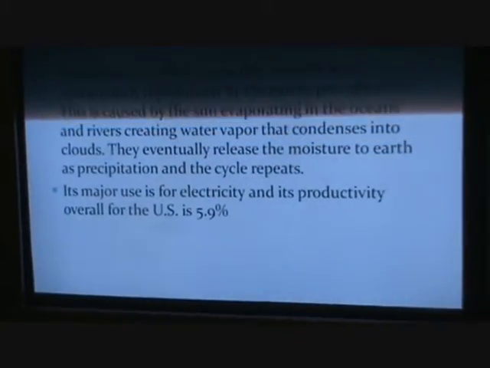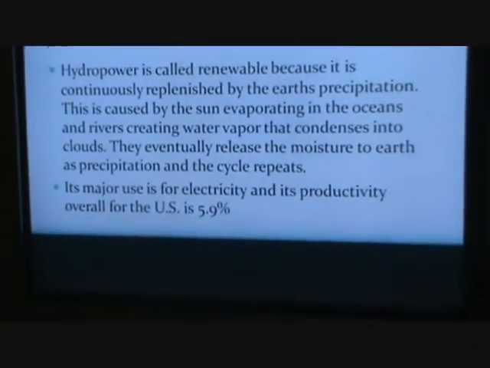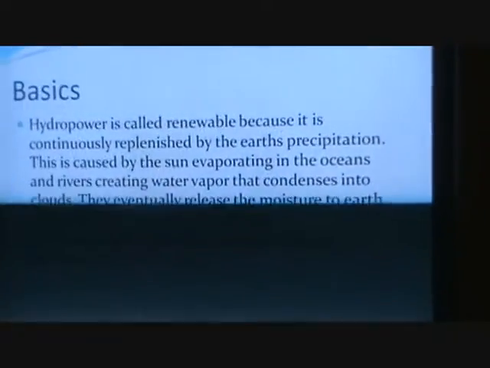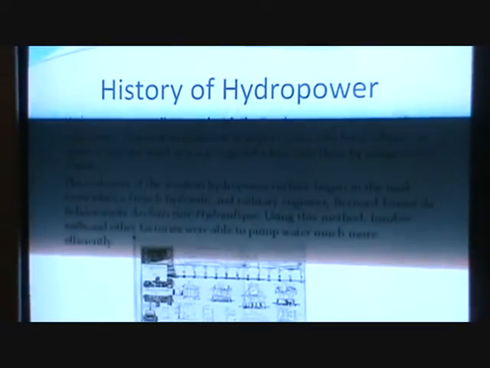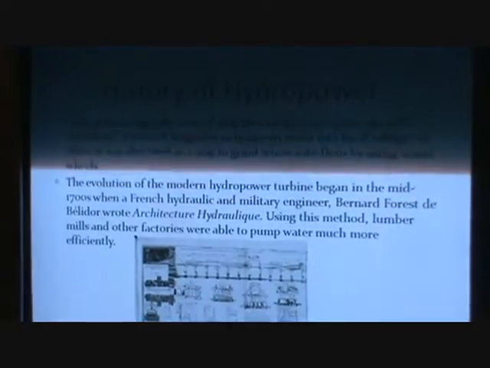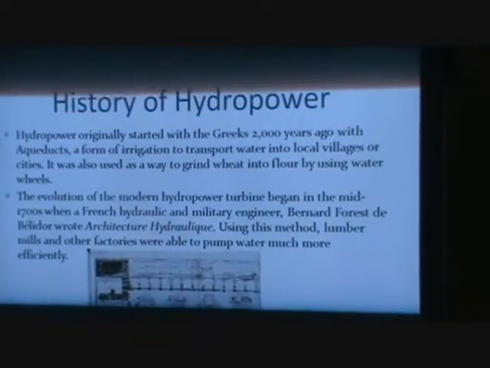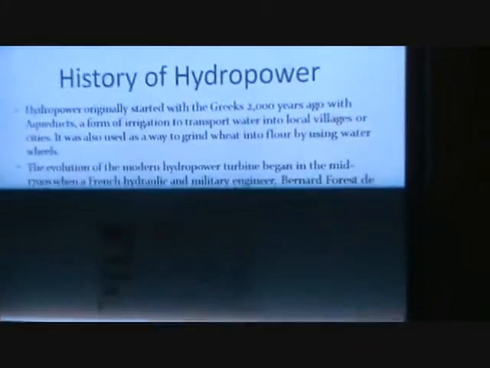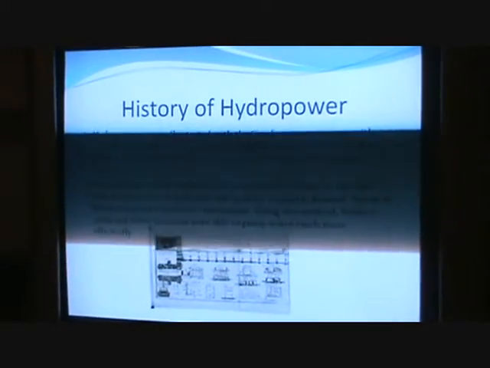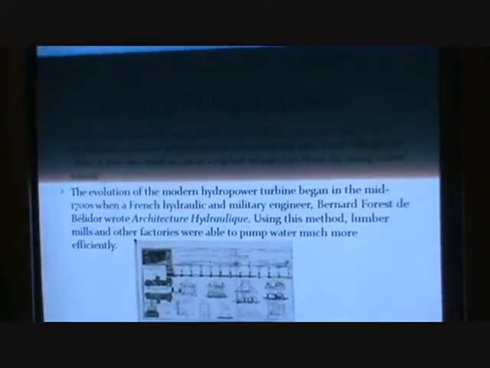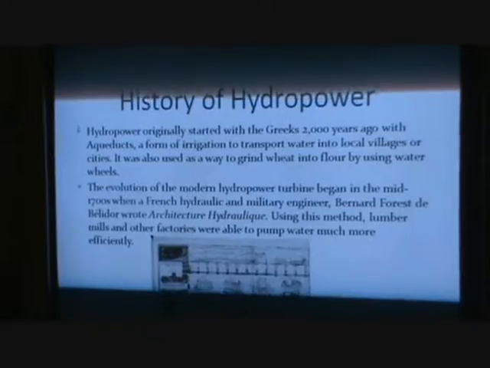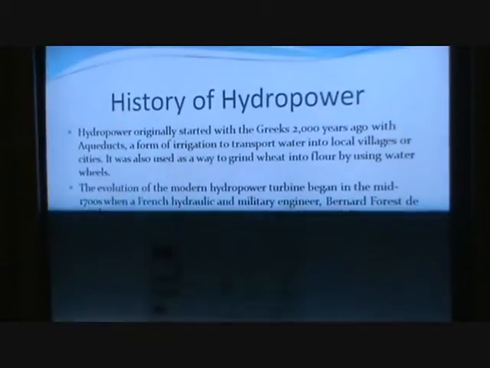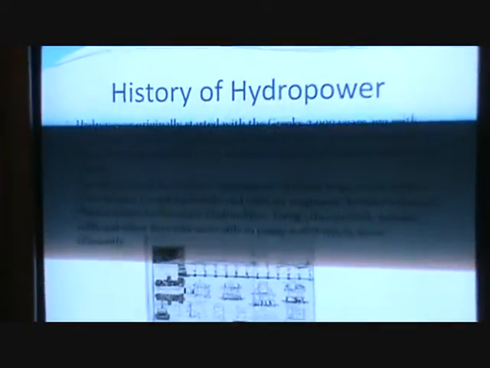Hydroelectricity's major use is for electricity, and its productivity overall for the U.S. is 5.9%. The history of hydropower. Hydropower originally started with the Greeks over 2,000 years ago with aqueducts, a form of irrigation used to transport water to local villages or cities. It also was used to grind wheat into flour by using water wheels.